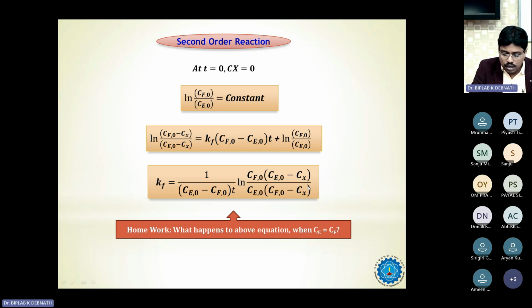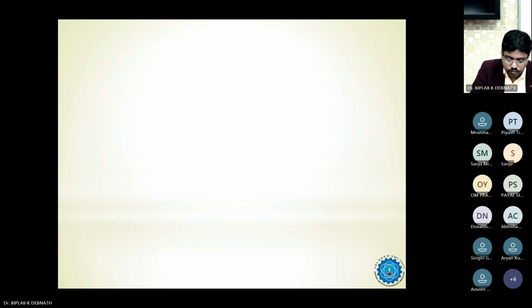Now, can you do a small homework? Can you derive this forward reaction rate equation for a second order reaction having Ce equal to Cf? If the concentration of E is equal to the concentration of F, then how will this reaction change? So try this at your home. If you practice, you will understand clearly.